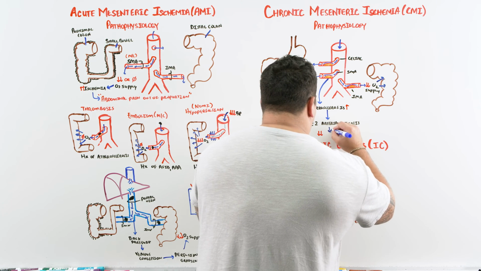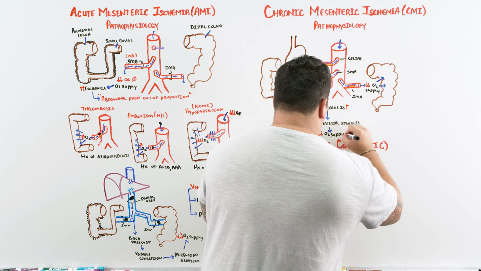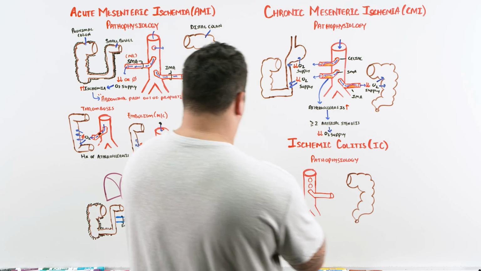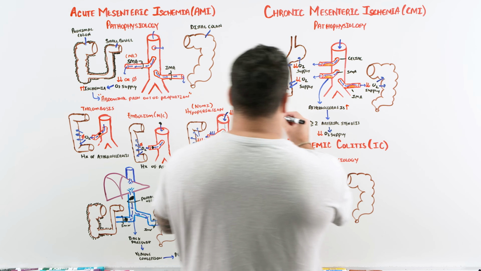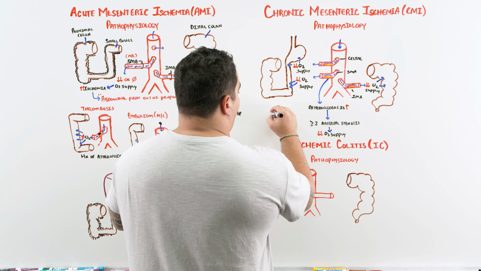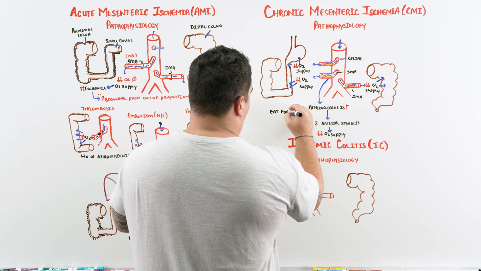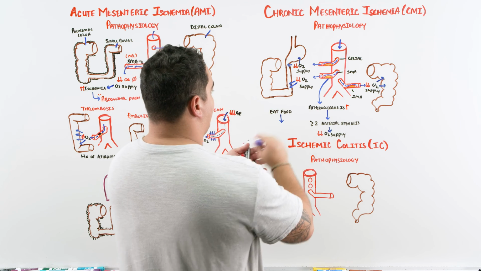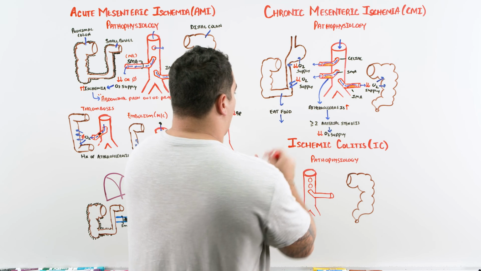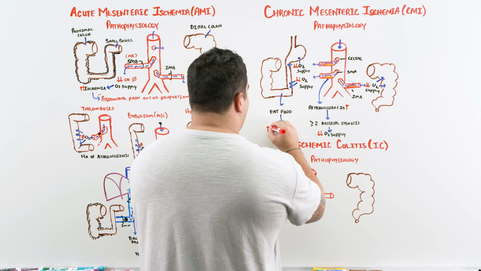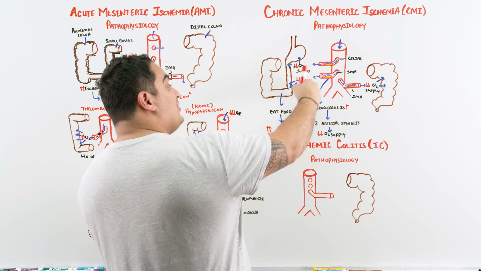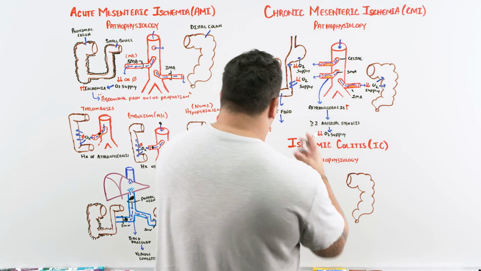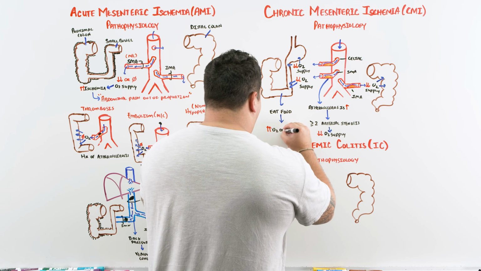What I need to do now to make everything worse is I need to increase the demand. So how would I do that? I'm going to go ahead now and have this patient eat food. So whenever they eat some food, it's going to increase the oxygen demand because now you're going to have to get a lot of blood supply to this GIT so that you can absorb nutrients. And so now you've increased the O2 demand indirectly.